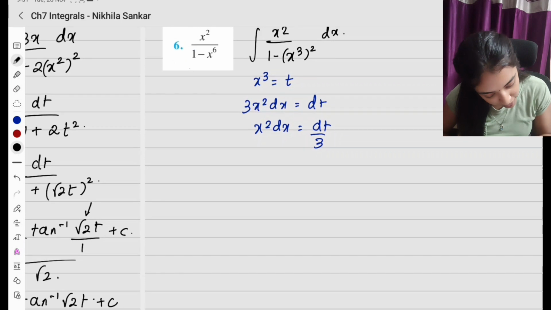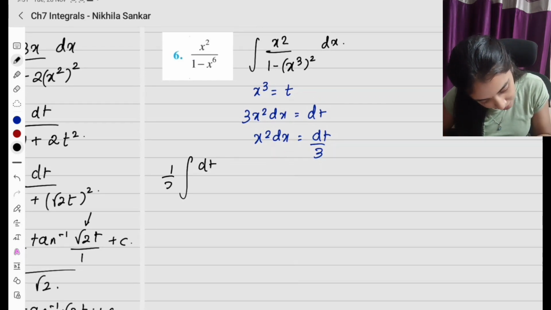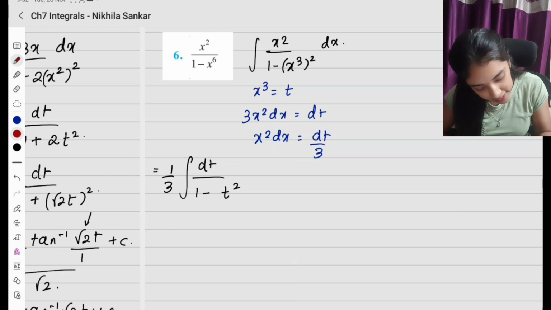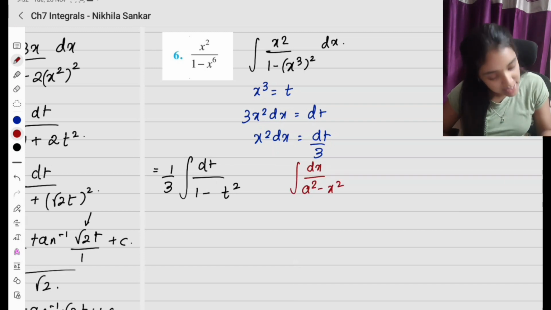So, இதை substitute பண்ணா என்ன ஆகும்? I have integral x square dx க்கு dt divided by 3. So, 1 by 3 divided by 1 minus x cube is going to be t. So, t square. இது என்ன formல இருக்கு? Integral dx divided by a square minus x square formல இருக்கு.